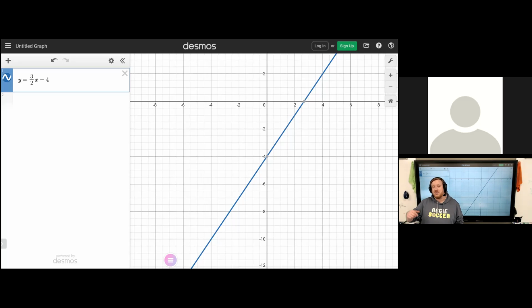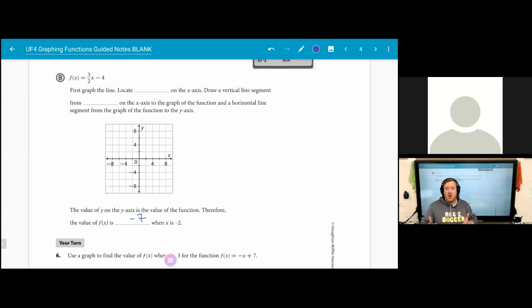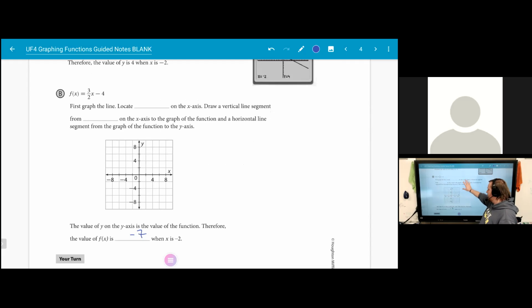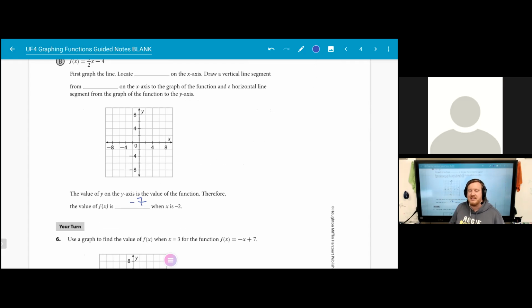We're also going to do this when we have a graph. So go ahead, go back to your book. Let's take a look. You'll notice that the first one we did right up here, when x is -2, y is 4, that's the same thing we saw. The second one, we're going to talk about how to do this here in a second. But when we graphed it in Desmos and said when x was -2, y was -7.